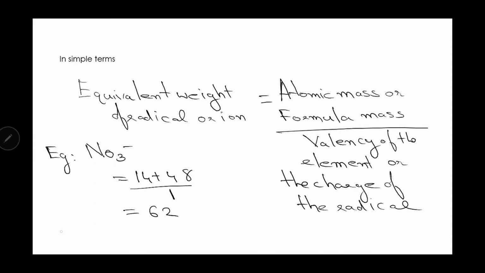So in any other case, this formula is same. For example, in the case of fluorine, F minus, fluorine ion, the atomic mass is 19 and the valency is 1, so we have the equivalent weight to be 19 grams. You can write grams here. So that is the concept that you need to grasp.